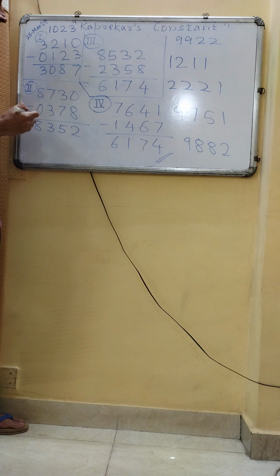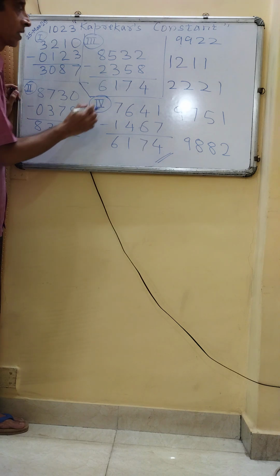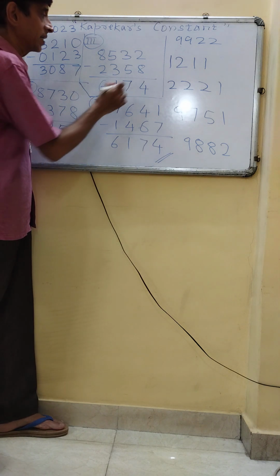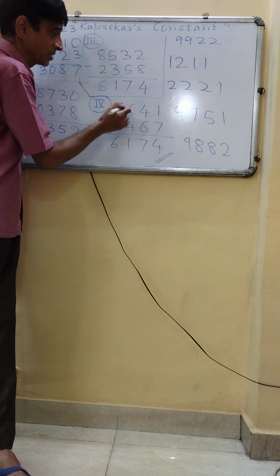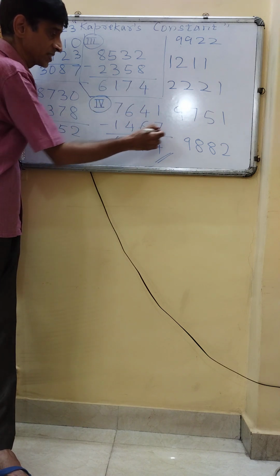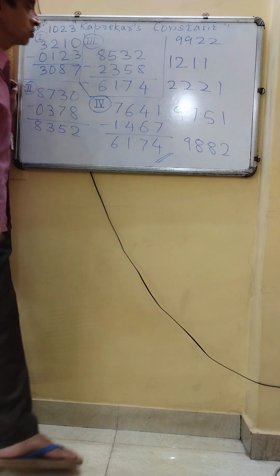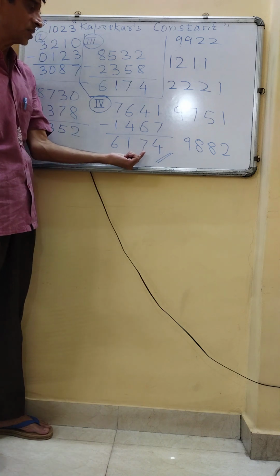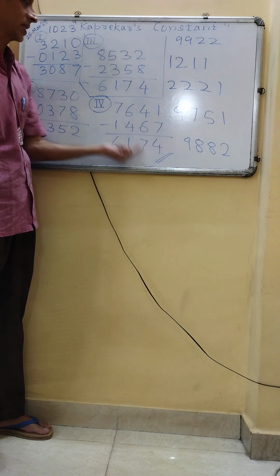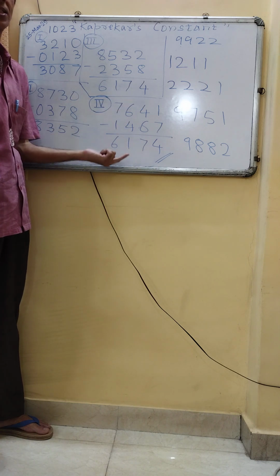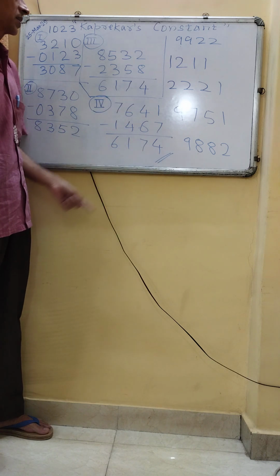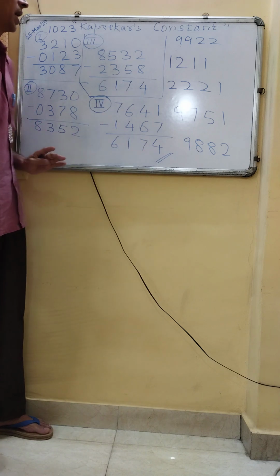The answer is 6174. You may have a doubt, is it all? Let's check it out. 7641 minus 1467. The answer is 6174. So ultimately, you know that if you start from 6174 you will keep getting 6174, so you will not do the subtraction again. So here the process stops.